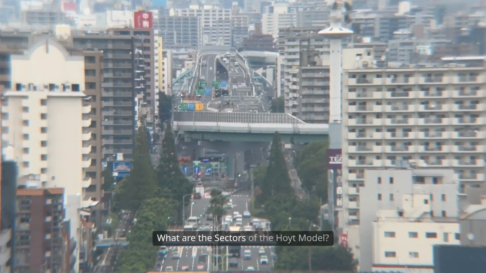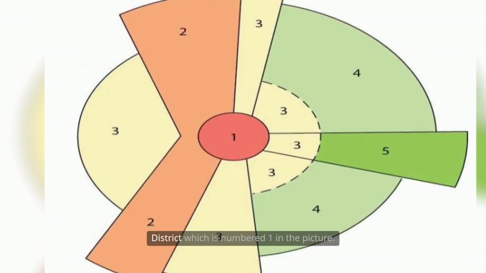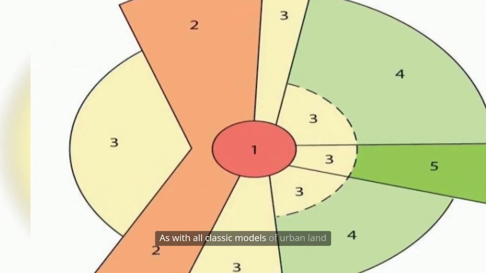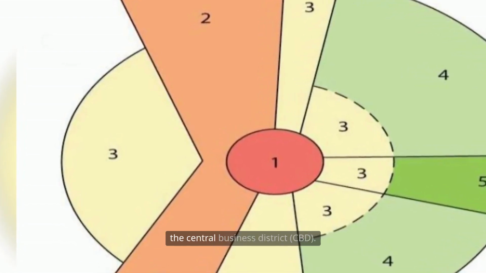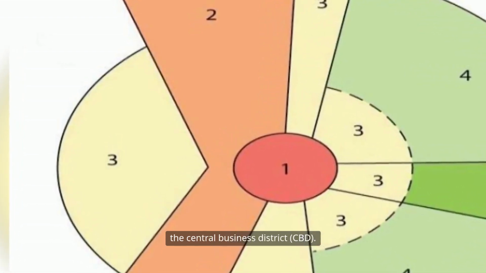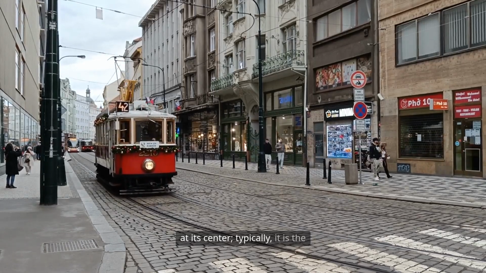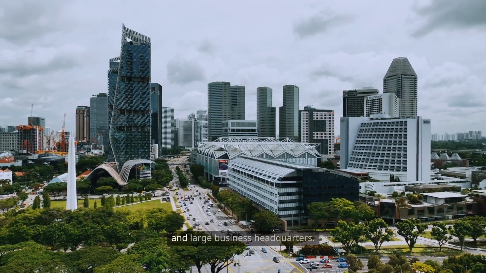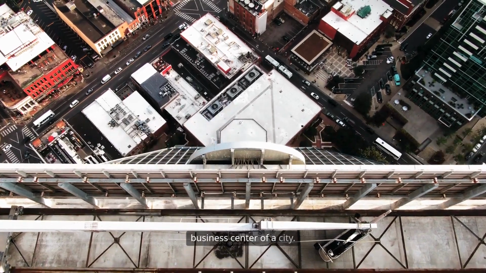What are the sectors of the Hoyt model? The first sector is the Central Business District, which is numbered 1 in the picture. As with all classic models of urban land use, the Hoyt sector model has at its core the Central Business District, CBD. Every older city has one such district at its center. Typically, it is the area with the high-rise buildings, banks, and large business headquarters. It is the commercial and business center of a city.